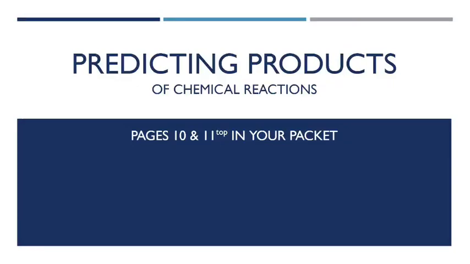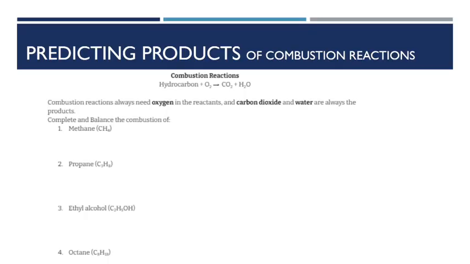So the next idea that we're talking about is how to predict the products of a chemical reaction, where we just tell you what stuff is being mixed together and you get to figure out what we're going to create. And this is really one of the most powerful skills that we can teach you as a high school chemistry student. It's one of the things that y'all want to be able to do. What is this going to make if we mix these things together? Well, this is the start of that skill. This is going to cover all of page 10 and then just the top section of page 11. So let's get to it.